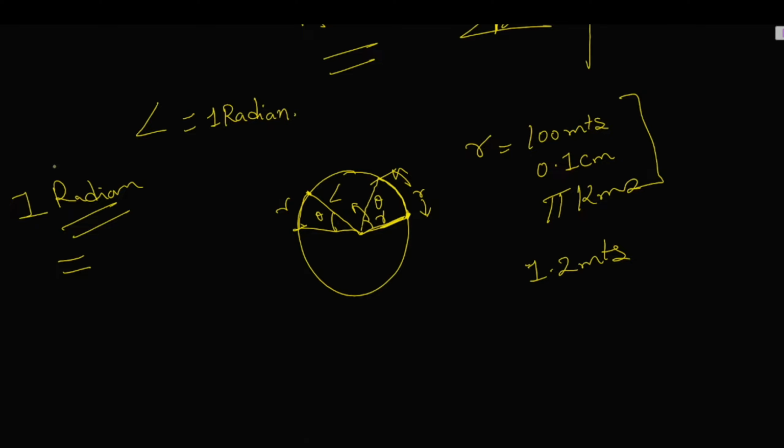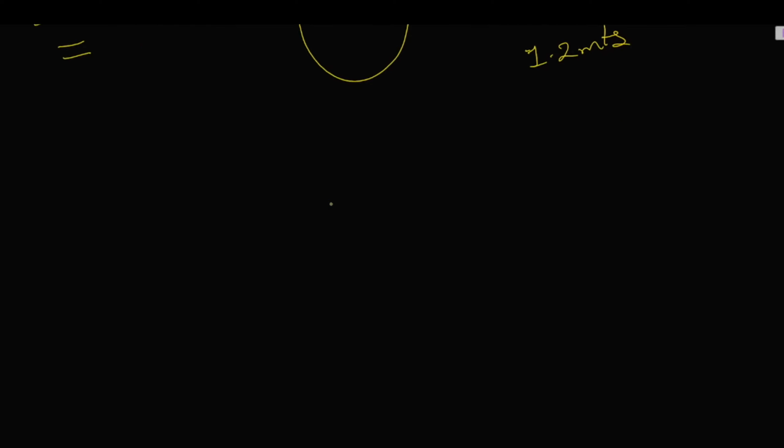Previously we have seen the definition of 1 degree, which was 1/360th of a revolution. So what is 1 radian? 1 radian is the angle subtended by the arc where you have started and covered the same distance as the radius. That is our 1 radian.